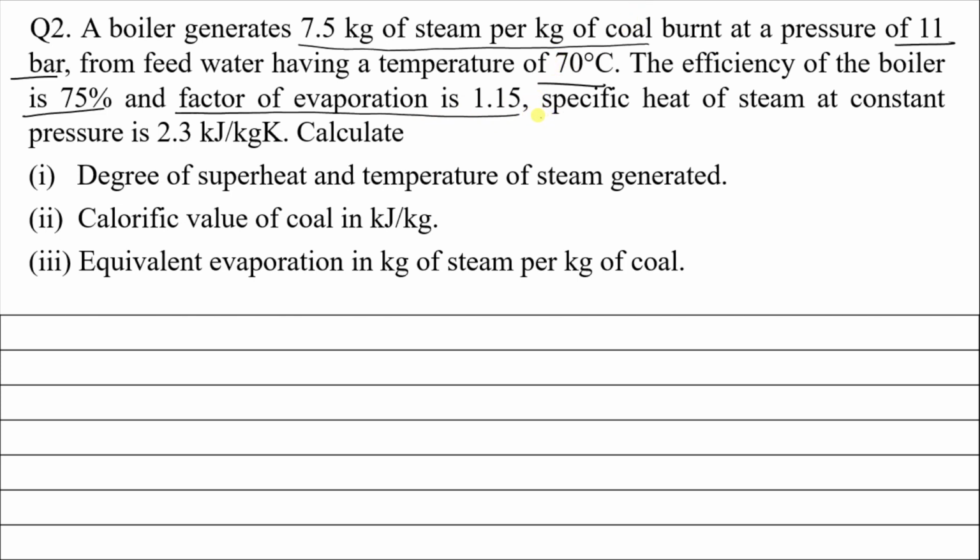In this problem I am also given the specific heat of the steam, which is 2.3 kilojoules per kilogram Kelvin. Whenever I talk about the specific heat of steam, it means the steam is already in the superheated condition. During the phase change I will not have specific heat, only the latent heat.